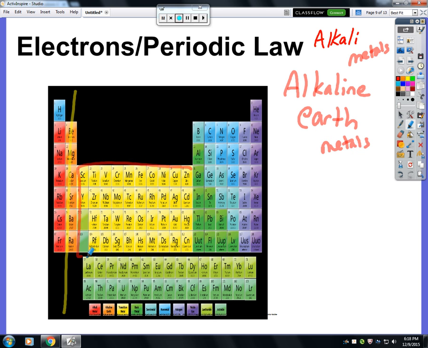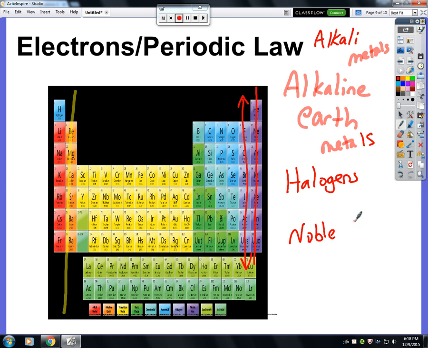This whole section is not a family, but this whole section right here is called transition. These are called inner transition. Okay, so those aren't families, they're just areas on the periodic table. Now, what is this right here? This column right here, those are the halogens. And this column right here is called the noble gases. They are also called inert because they don't react with many things.